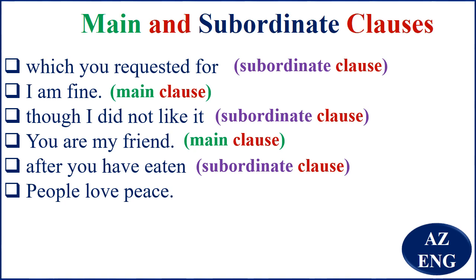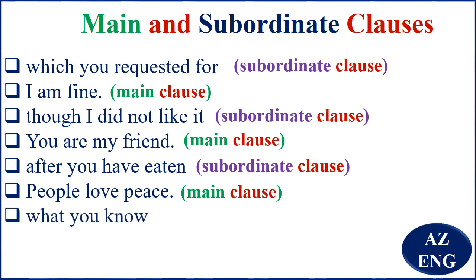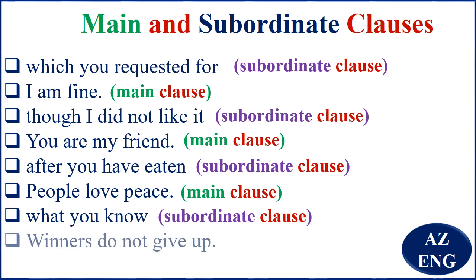People love peace. You should be able to know without even thinking that this is a main clause. It is an independent clause. What you know, this cannot be a main clause. It is a subordinate clause. Winners do not give up. So this too is a main clause. This is a sentence. Remember, a main clause can stand alone as a sentence.